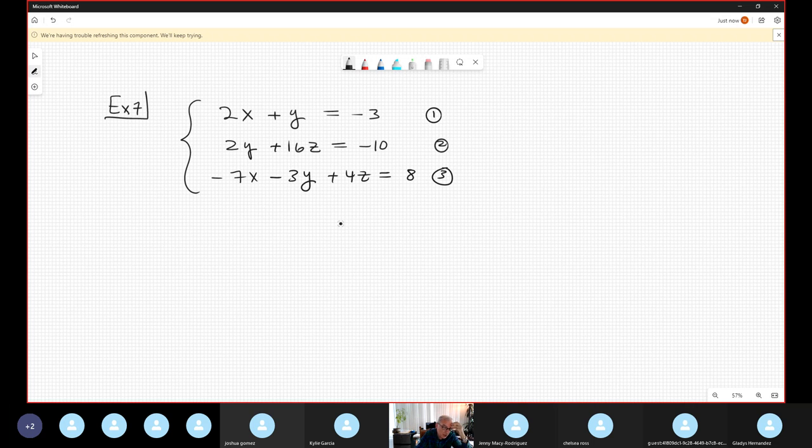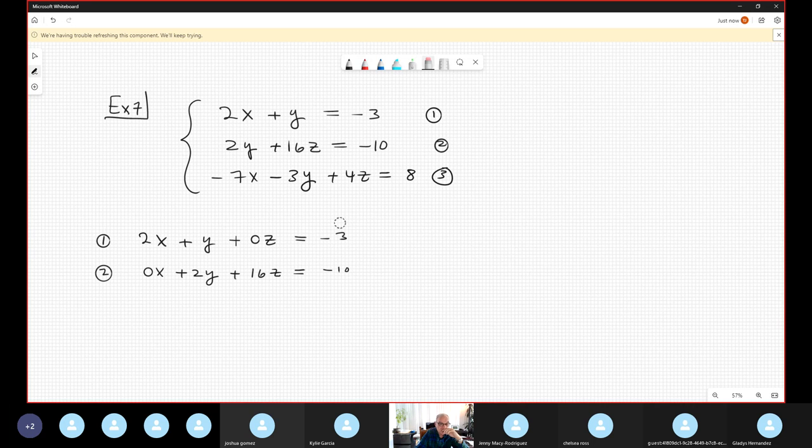On my piece of paper, I take equation 1, which is 2x plus y, and I put 0z. What's the reason? Because I want to guarantee the columns: I clearly see the column of x, the column of y, the column of z, equal minus 3. This is my first equation. Then I take equation 2, which is 0x, because the x part is missing, plus 2y plus 16z equal negative 10.